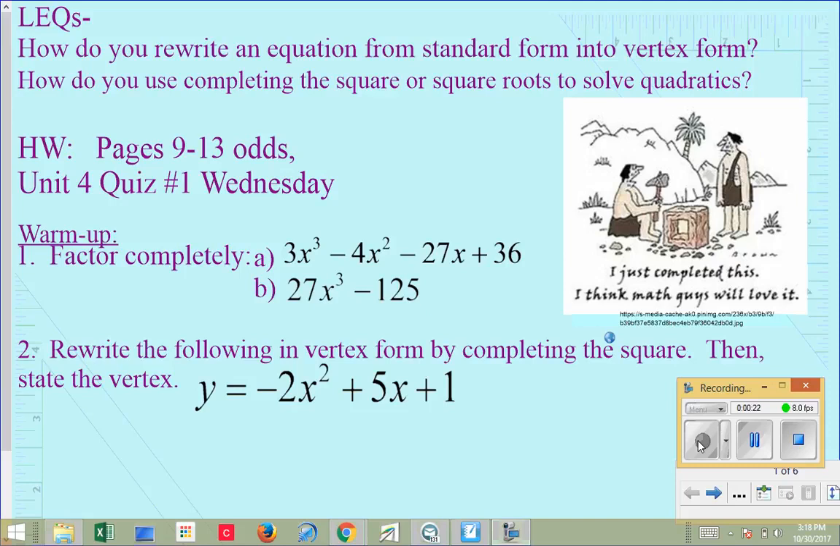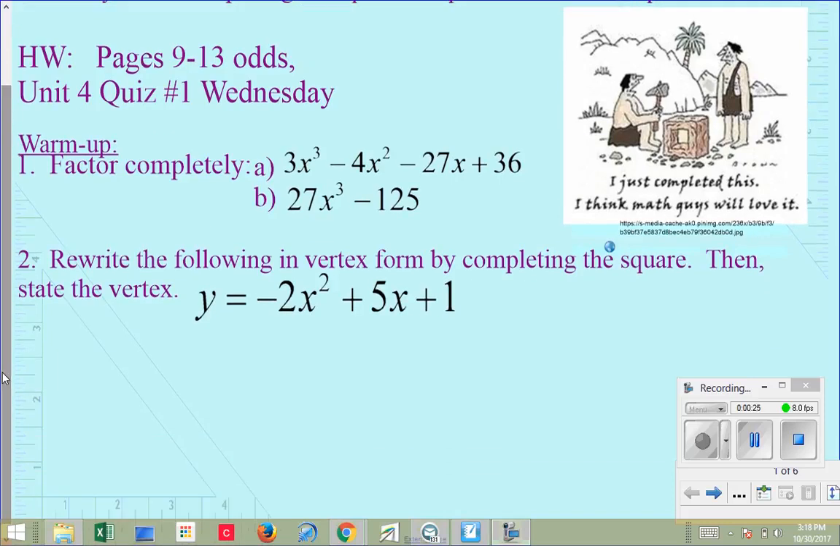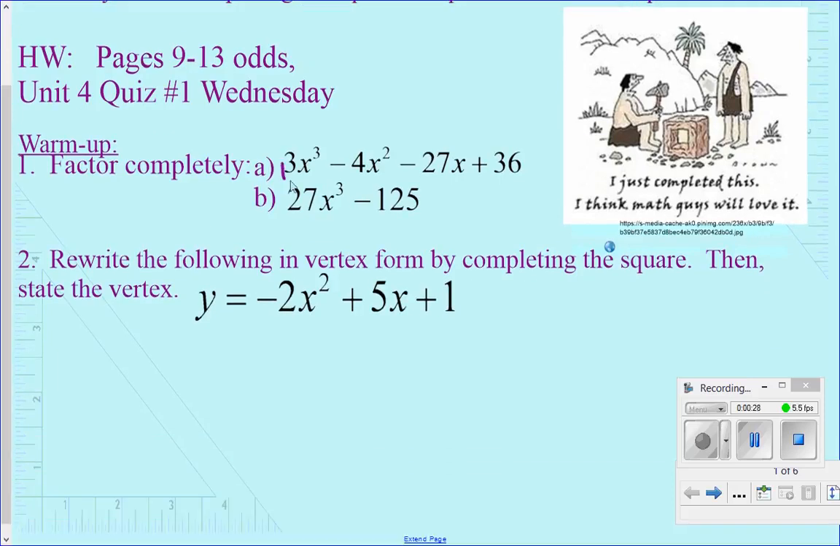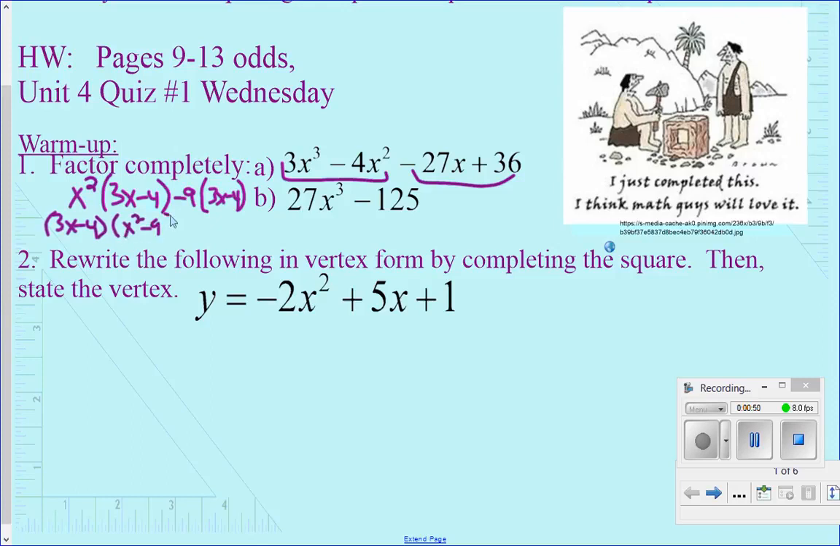So the first question, I can factor by grouping, factoring out an x squared. I'm left with 3x minus 4, and then copying that 3x minus 4 times, looks like negative 9 would give me negative 27x plus 36. So then 3x minus 4 is the GCF, and I'm left with x squared minus 9, which factors into x plus 3 and x minus 3. So the quantity 3x minus 4 times the quantity x plus 3 times the quantity x minus 3.